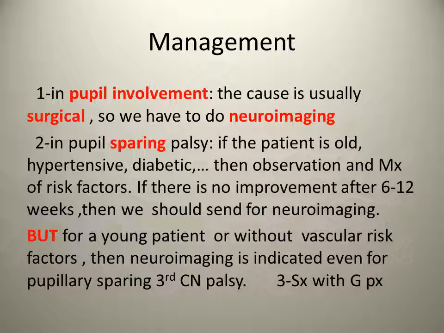But for pupillary sparing third nerve palsy in a young patient without obvious risk factors, neuroimaging is indicated immediately. After addressing the causative factors, or after trauma, if the patient has a permanent third nerve palsy, then we may deal with the sequelae of severe ptosis and severe exotropia with surgery, but with a mild, guarded prognosis.